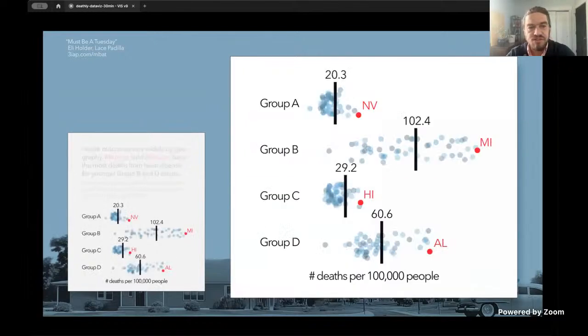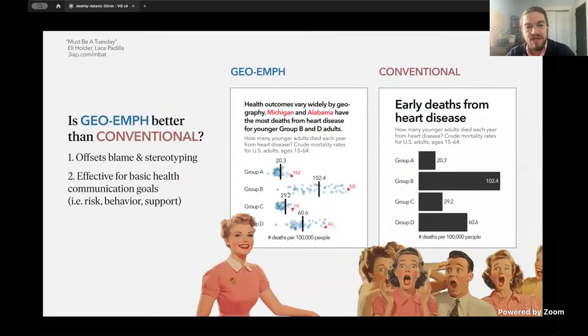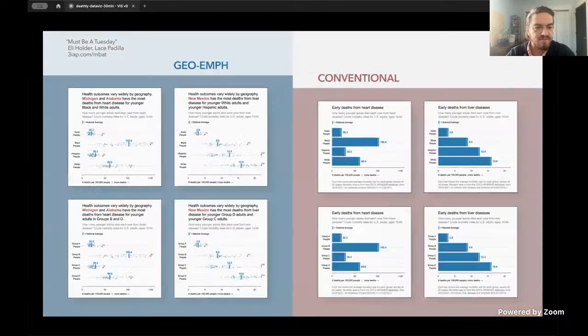Second, instead of just showing average outcomes for each group, the jitter plot adds some extra context, with dots representing outcomes for each US state. This makes it clear that outcomes vary widely within groups and overlap heavily between groups. And this should help address upstream social biases like group homogeneity. And we showed in a previous study that this in itself should be sufficient for reducing misattributions and stereotypes. And so our main hunch was that the geo-emphasis chart on the left should be better than these conventional bar charts based on these two criteria sets.